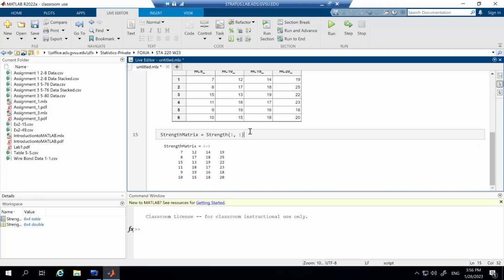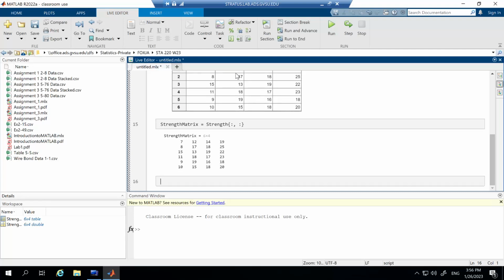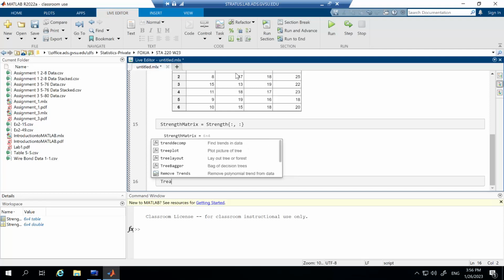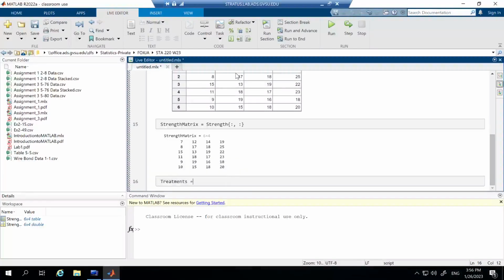so we can do some additional stuff with that. The next thing I'm going to do is I'm going to create a separate object that identifies what the headers are in there, because when I run the one-way ANOVA, I want that to show up in the output. So I'm going to say these are the treatments, and then I'm going to use the curly brackets, and then these are going to be characters, so I want to make sure that I type those in there.